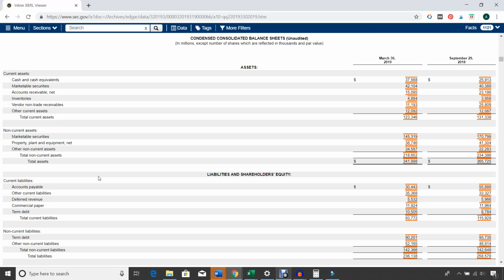Now, this basically refers to when those assets or liabilities will be used or paid out. So current assets are those assets that will be used up within 1 year, and non-current assets are those assets that are going to be there for longer than a year. Examples of your current assets would be things like your cash, your inventory, your receivables. Examples of your non-current assets would be stuff like your office buildings, your land, stuff like that.